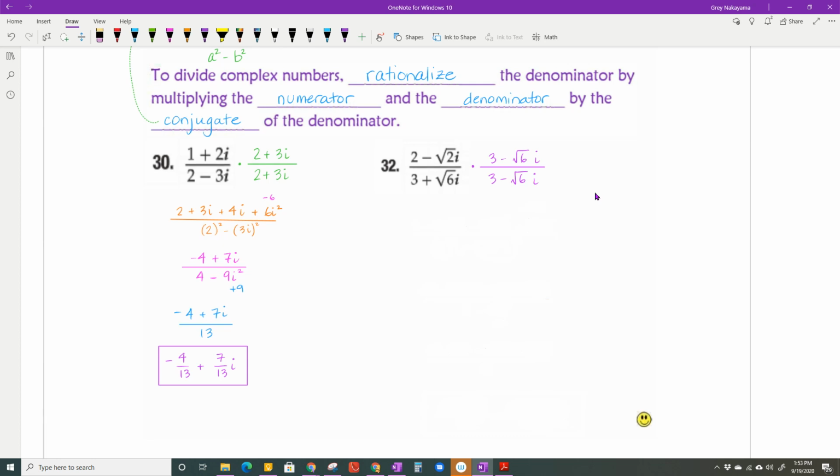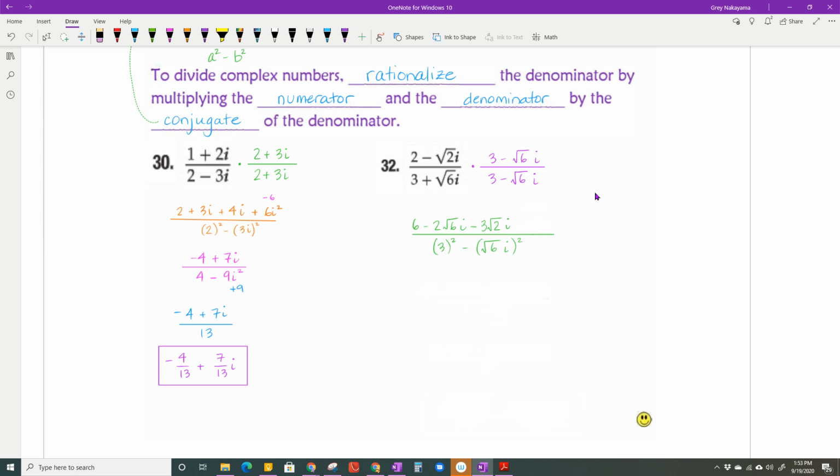So on the bottom, I'm going to have my two squares. 3 squared, a is 3, b is the square root of 6i. And on top, I'm going to FOIL. First term, 2 times 3. Outside term, 2 times negative square root of 6i, so that's negative 2 square roots of 6i. The inside is negative square root of 2i times 3, and that 3 is on the outside of the radical. It stays outside. So minus 3 square roots of 2 times i.